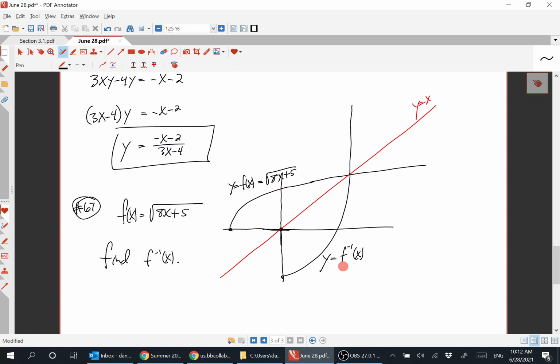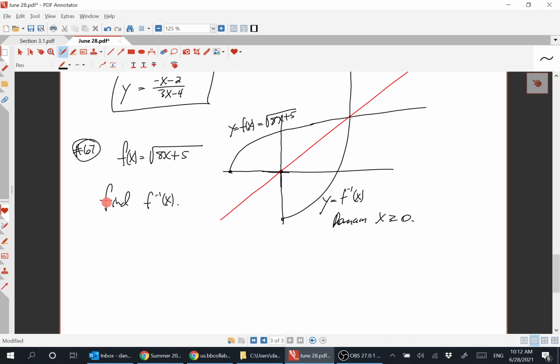So whatever that function looks like, the domain is going to be x bigger than or equal to 0. Right? The domain for f inverse of x. It's going to be like that. So we're going to get a quadratic polynomial, but we're going to make sure that we say, wow, the domain is restricted to all x's that are non-negative.